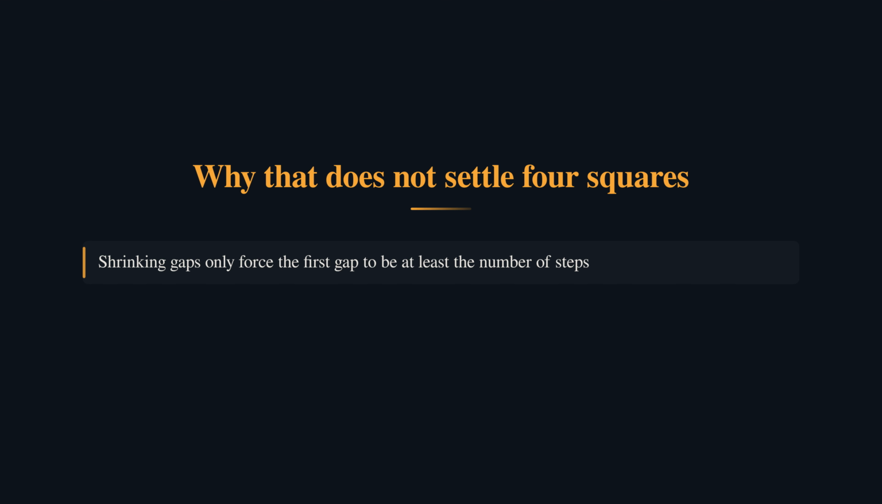Here is a natural objection. If the gaps have to shrink, does that not immediately forbid 4 squares in a row? It does not. Positive integers that strictly decrease only force the first one to be at least as large as the number of steps you take. For 4 terms, that is no contradiction at all. So this argument kills an infinite progression and leaves a 4-term one completely open. The door is still standing.